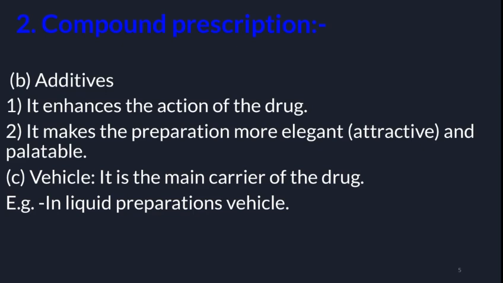Third is vehicle. Vehicle means syrup, emulsion, suspension. These are the vehicles in which the active ingredients and additives are mixed. To make up the volume, the vehicle is used. This is a compounded prescription. The first one is a simple prescription, non-compounded. This one is compounded. We have to compound the medication and then dispense to the patient.